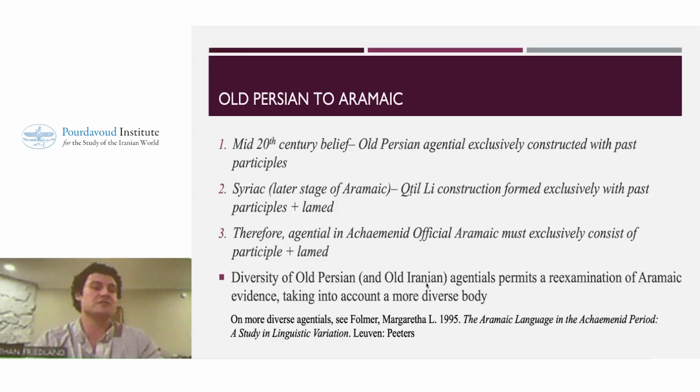And therefore, the conclusion was that the agential in Achaemenid-official Aramaic must be equally rigid, exclusively consisting of a participle and a lamed. However, as we've seen, the diversity of Old Persian and Old Iranian agentials permits a re-examination of the Aramaic evidence. And for some of the early work on the more diverse Aramaic agential without the Iranian background, Margarita Fulmer's study is incredibly helpful here.